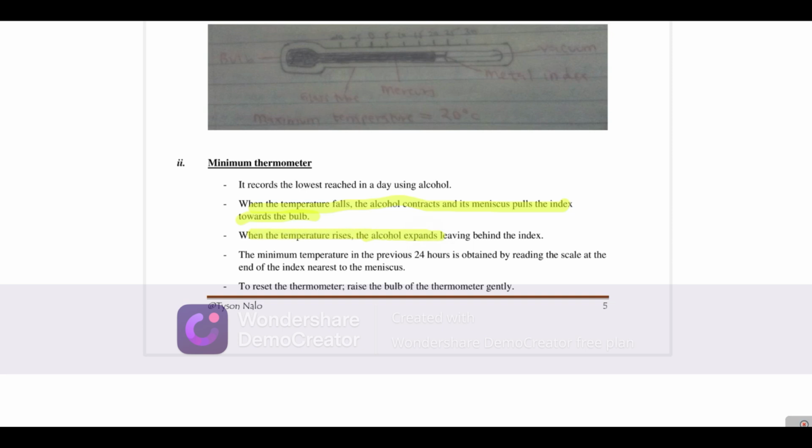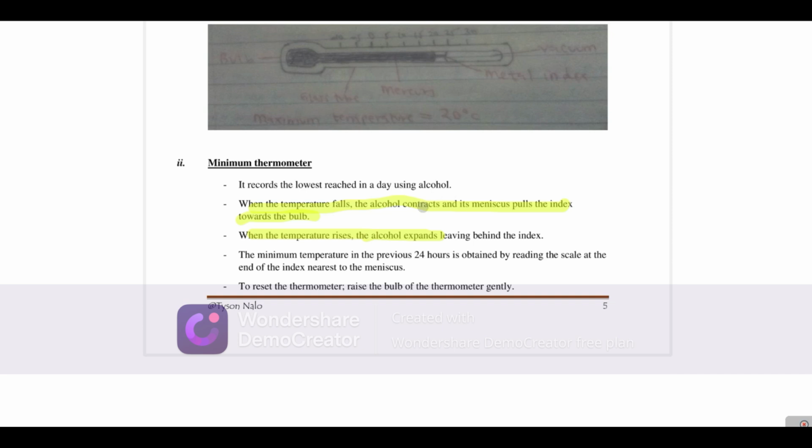The minimum temperature in the previous 24 hours is obtained by reading the scale at the end of the index nearest to the meniscus. Now, to reset the thermometer, raise the bulb of the thermometer gently. You'll be able to have reset that one.